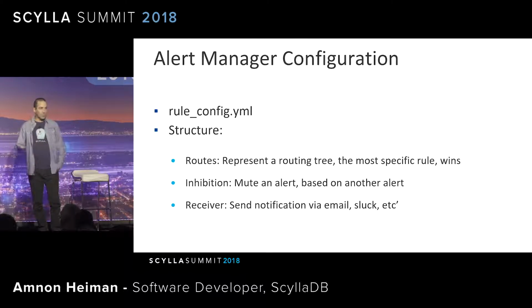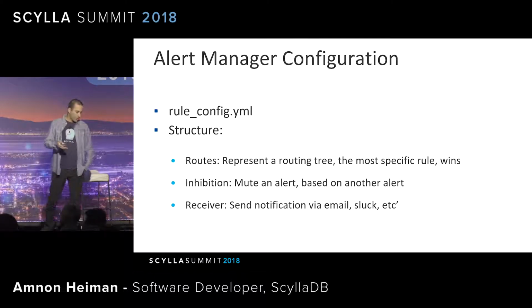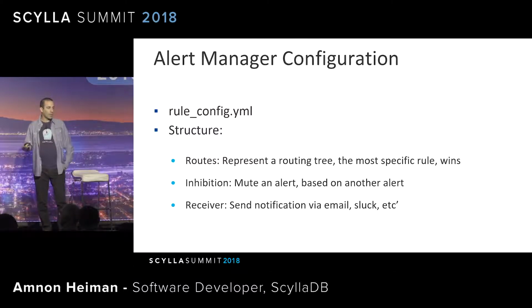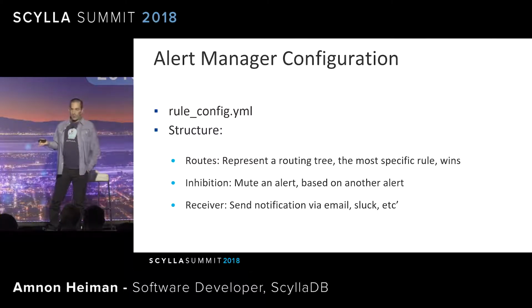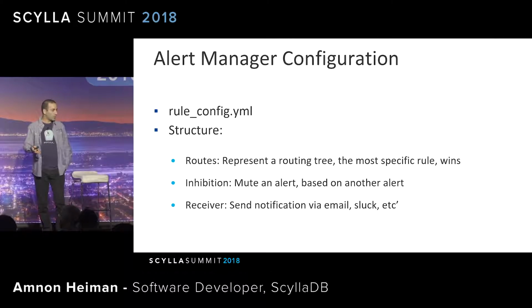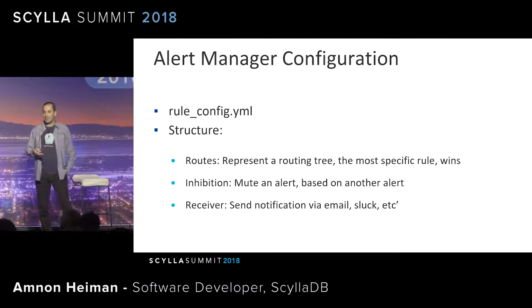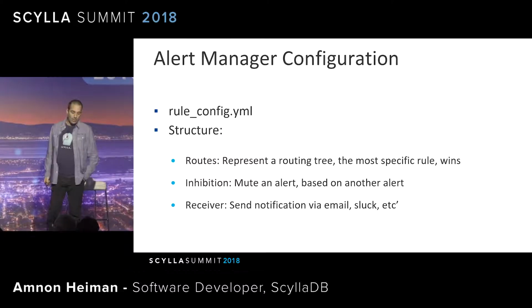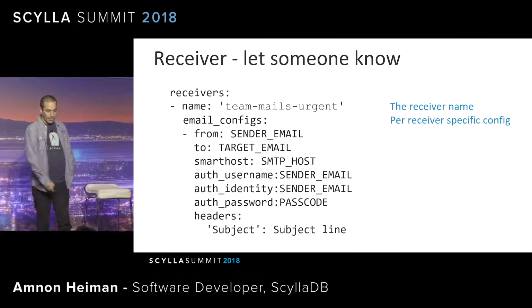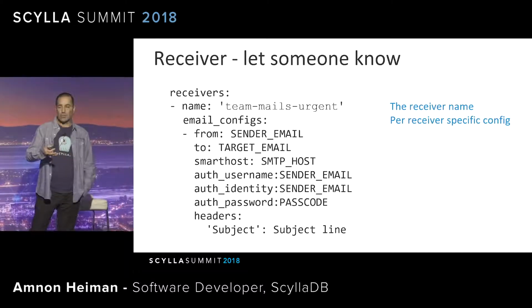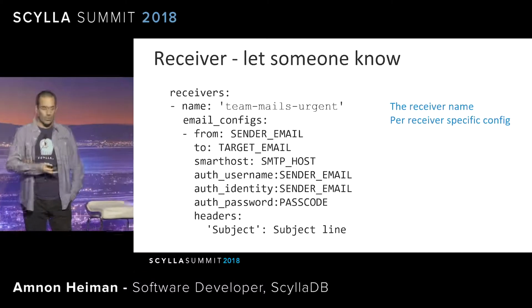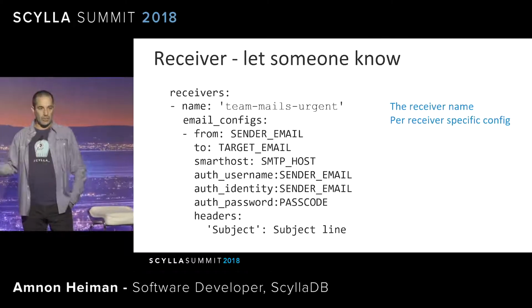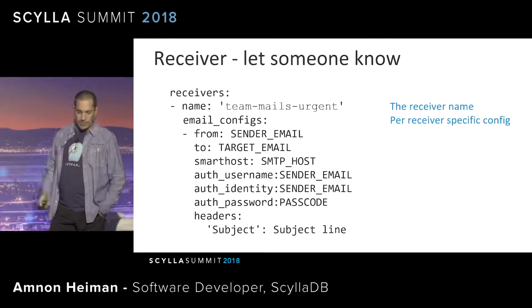Inhibition allows you to mute one alert based on another. The simplest example is if you have two similar alerts, one with higher priority and one with lower priority. And inhibition rules allows you to mute the lower priority alert when you get an additional alert with higher priority. Receiver is quite a confusing name because it actually tells the Alertmanager how to send something out. So receiver tells you, for example, to send an email to someone or send a PagerDuty notification or something else.